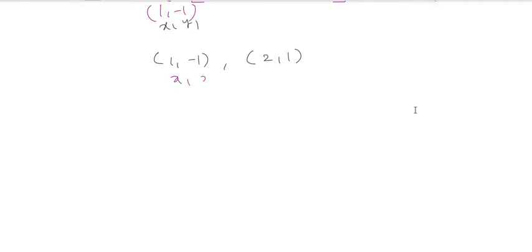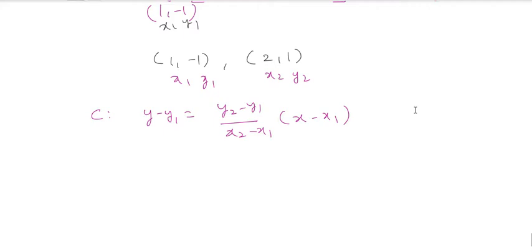So if you have the points (x1, y1) and (x2, y2), what will the equation of the curve C be? y minus y1 is equal to (y2 minus y1) by (x2 minus x1) into (x minus x1), you know that. So just substitute all these values here.